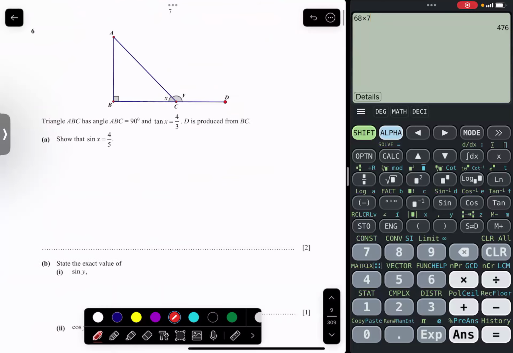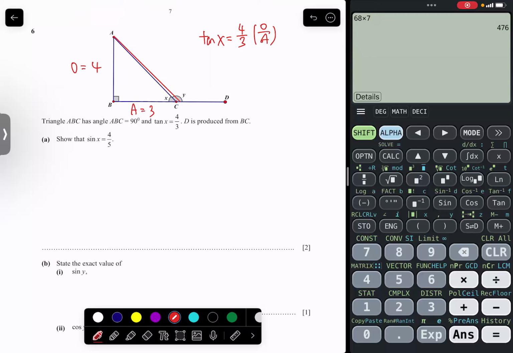Question 6. Triangle ABC has angle ABC equals 90 degrees, tangent x equals 4 over 3. Now, tangent x equals 4 over 3, and tangent is O over A. So that means this O is worth 4 units and this A is worth 3 units. Based on the units, we can also say that AC would be the square root, based on Pythagoras' theorem, of 4 squared plus 3 squared, so it's worth 5 units.